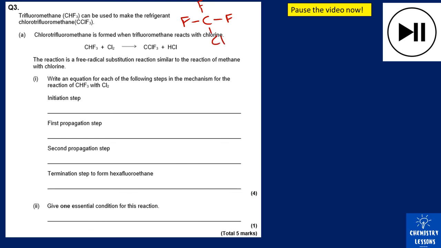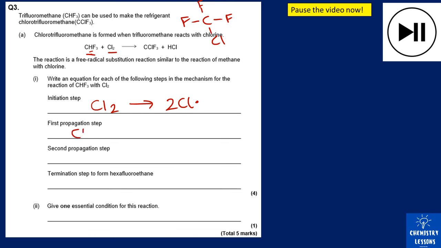The reaction is a free radical substitution reaction similar to the reaction of methane with chlorine. Yes, we get that, okay. And they're reacting it with chlorine, so we're substituting a H with a Cl. It's a free radical substitution. So the initiation is going to be Cl2 makes 2 chlorine free radicals. And again, UV light.